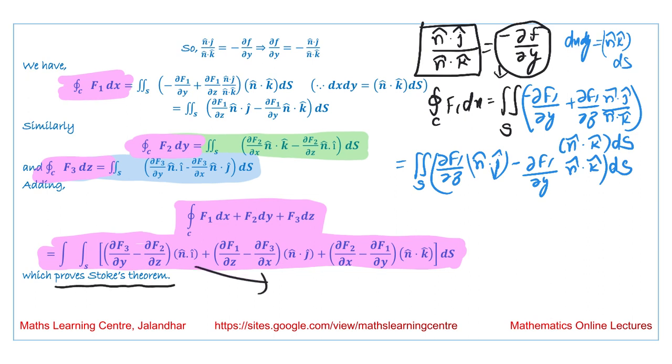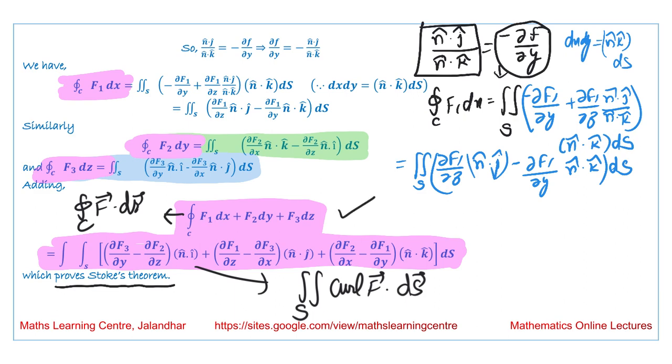This value we are saying is basically the double integral of curl of f vector dot ds vector over the surface S, and this value we have is the integral of f dot dr vector. This is the circulation of this term. So this is what Stokes theorem states.